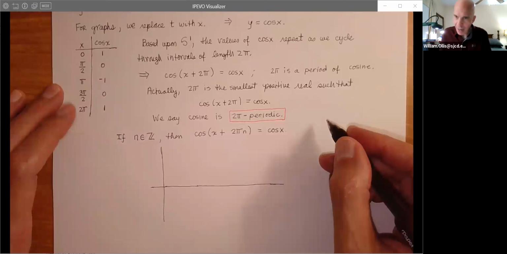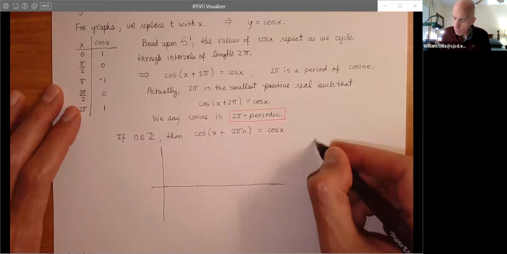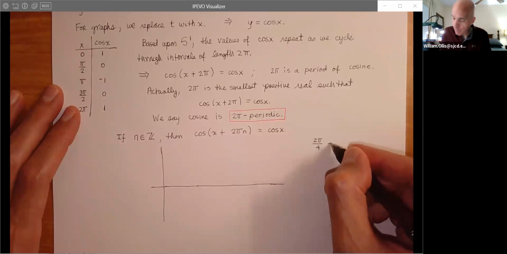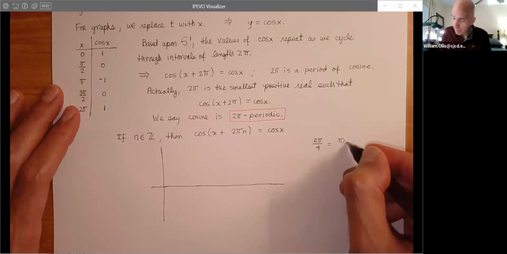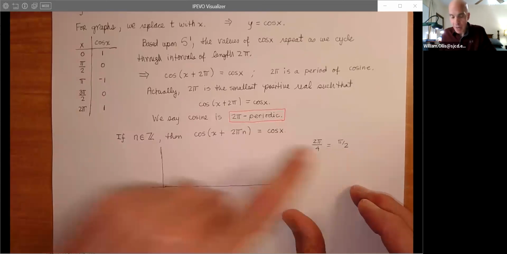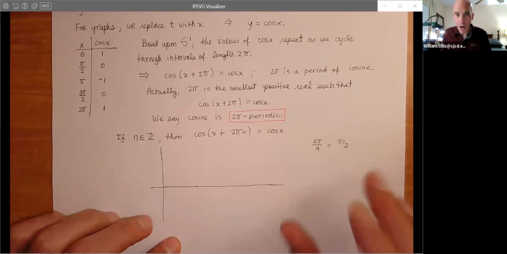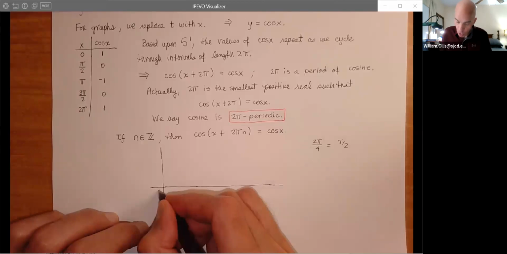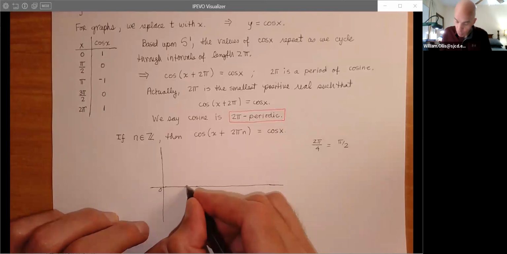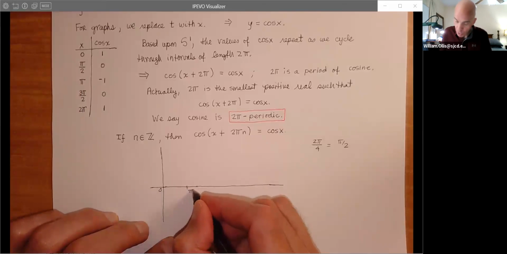So here's how I came up with this. 2 pi, the interval length, divided by 4 is just pi over 2. So these units of pi over 2 develop these 4 subintervals. 1, 2, 3, 4. And so when we graph a cosine function, we start with 0, and then we mark off pi over 2, which is the first interval.